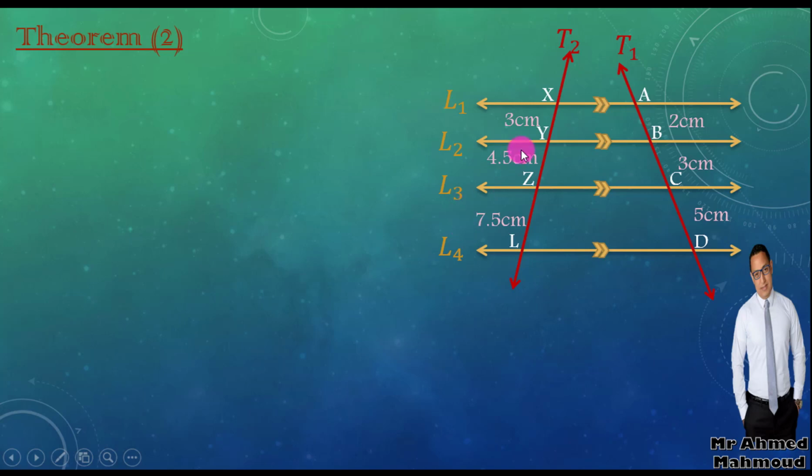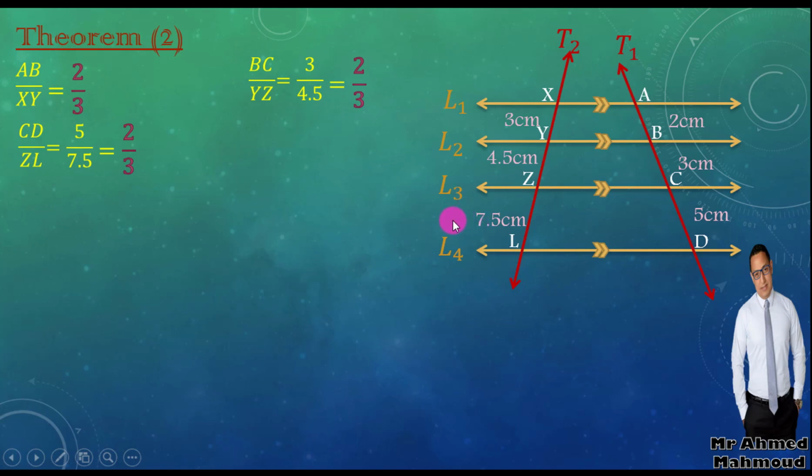Now I'm going to take the ratio between the segments as follows. First, AB over XY equals 2 over 3. Now the second ratio, between BC and YZ: BC over YZ equals 3 over 4.5, which in its simplest form equals 2 over 3, the same as AB over XY. Another ratio, CD and ZL: it is 5 over 7.5, which in the simplest form equals 2 over 3, also like AB over XY and BC over YZ.